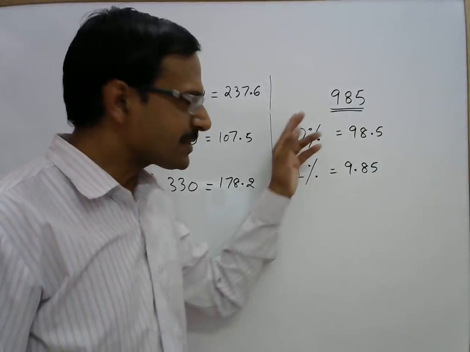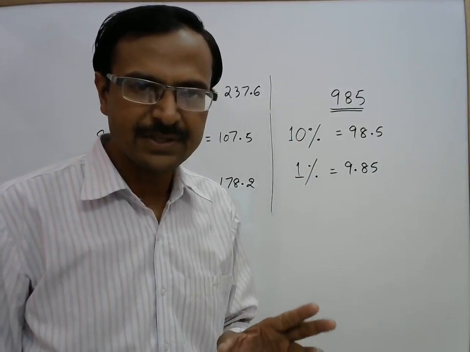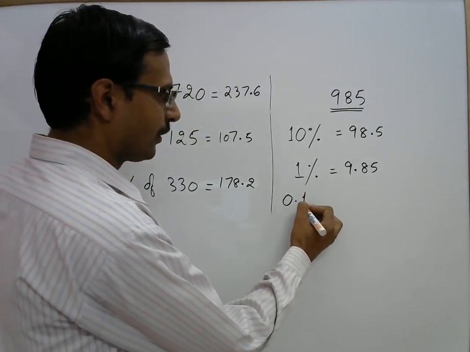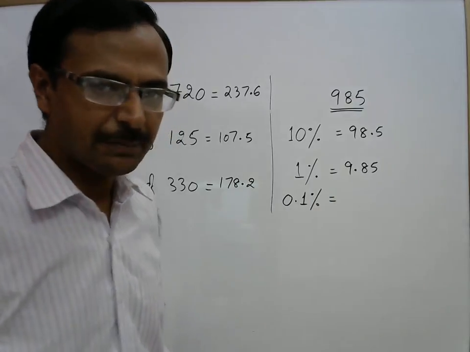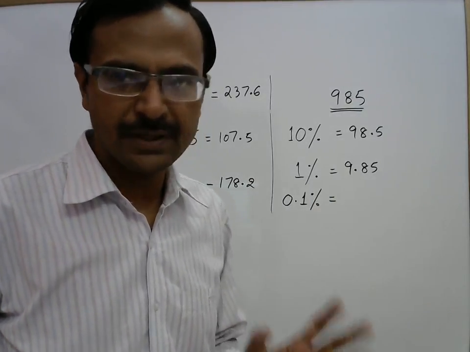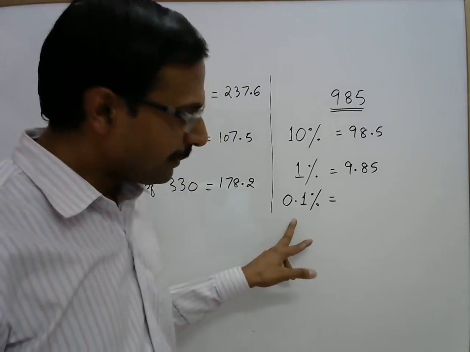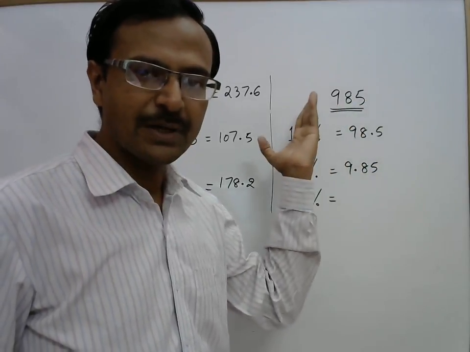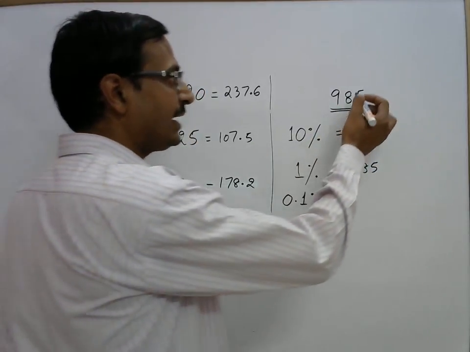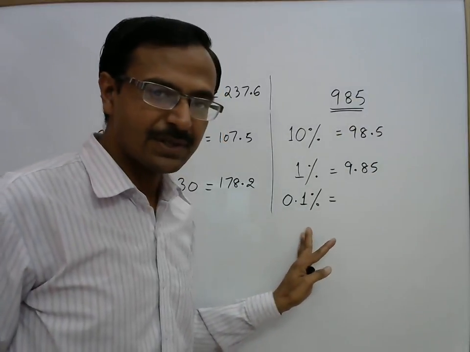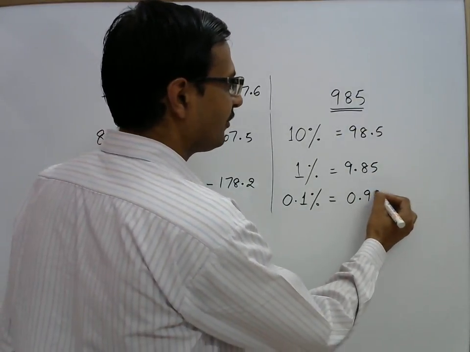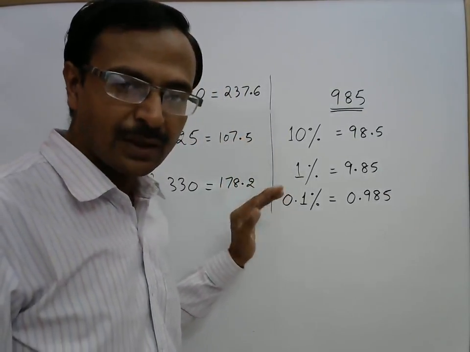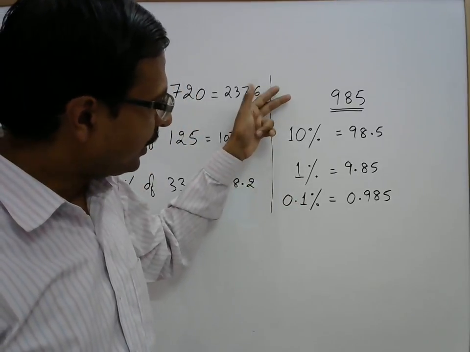Now, in extension to 10% and 1%, for calculating decimal percentages, you need to know what is 0.1% of a number. Once you know 0.1% of a number, then the calculations will become easy. 0.1% of a number is obtained by putting a decimal 3 digits from the right side. So if you take 985 as the number, 0.1% of this is 0.985.